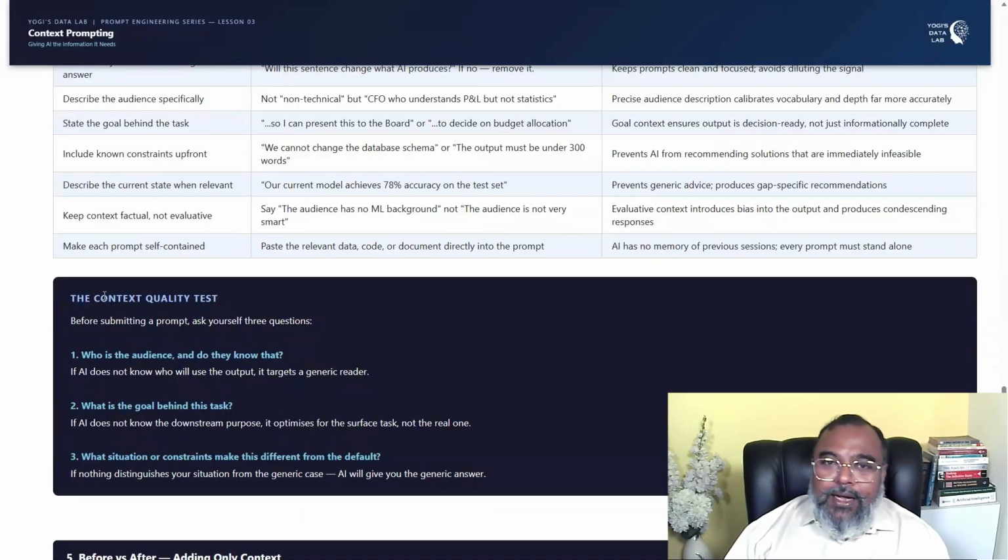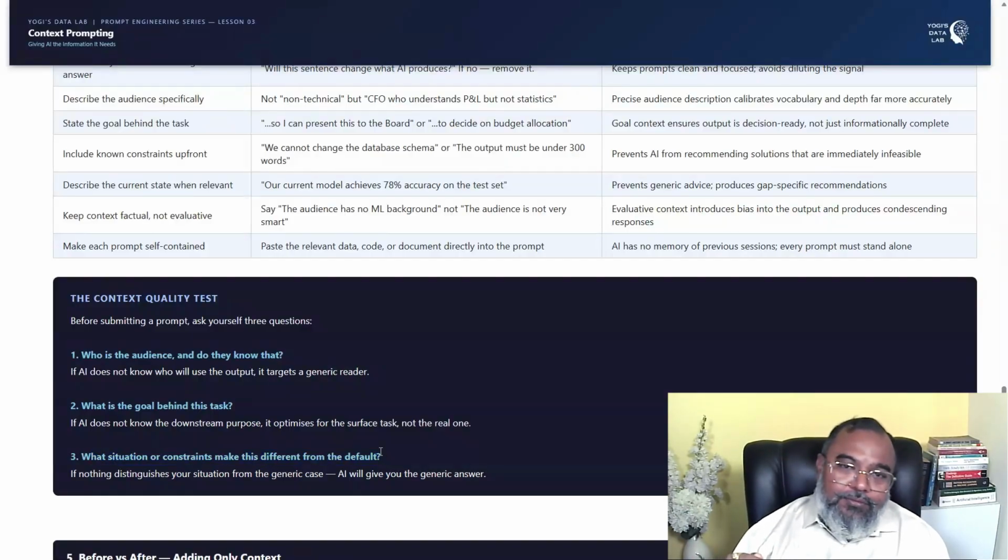Let's look at a context quality test. Before submitting a prompt, you can ask yourself these three questions. You can mark them as bullet points and have them in front of you while you're writing prompts. Who is the audience and do they know that? If AI does not know who will use the output, it targets a generic reader. We saw that before, right? If it doesn't know whom I am going to present the output to, it's going to give a generic output. What is the role behind this task? And what situation or constraints make this different from the default one?